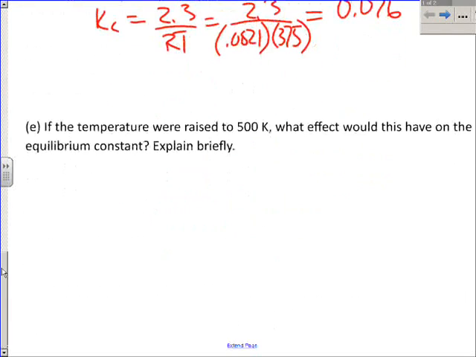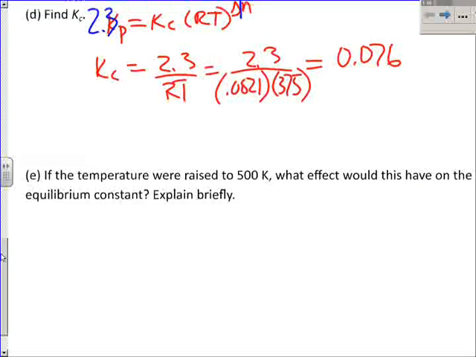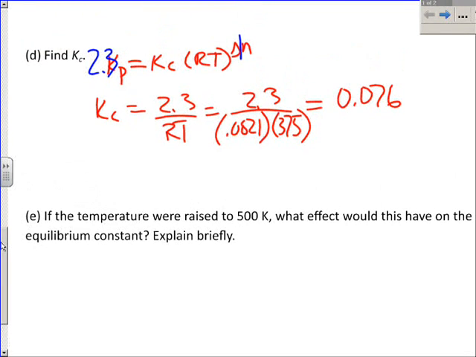Last and final one for problem 1 was to answer the question, if the temperature were raised to 500 K, what effect would this have on the equilibrium constant? Explain briefly. Well, on the surface, one thing some people mistakenly do is they'll look at this one and say, oh, temperature's on the bottom, and if our temperature goes from 300 to 500, and that's on the bottom, it was getting bigger, that would make this get smaller.